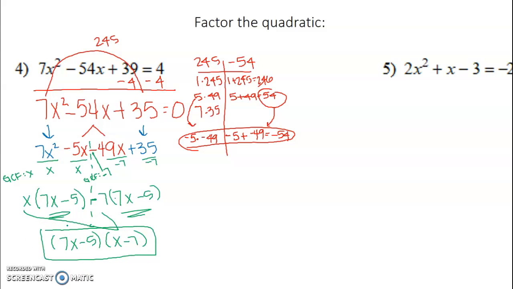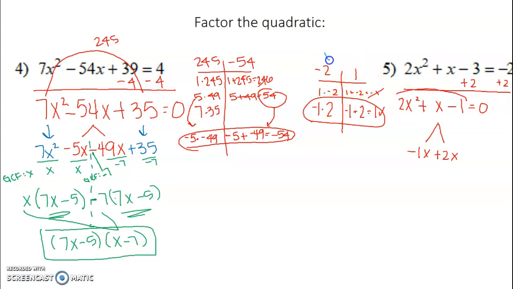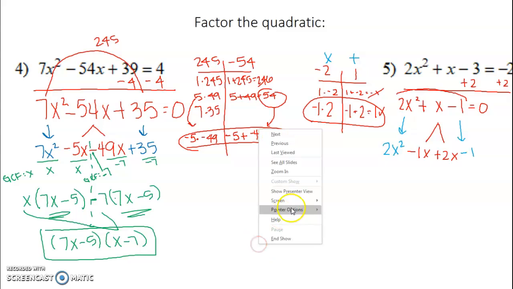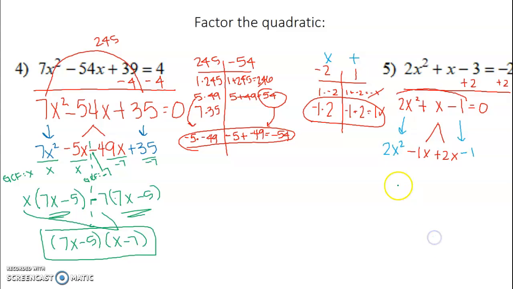Try the last one. I'll post each step as I go. My two numbers I was multiplying to were negative 2 and 1 for adding, which was negative 1 and a positive 2, so I rewrote those. I'm bringing down my 2x squared and my negative 1. And then I'm going to split it and find my GCF.